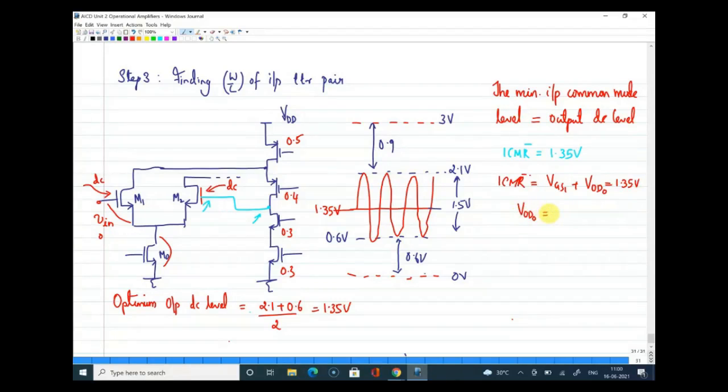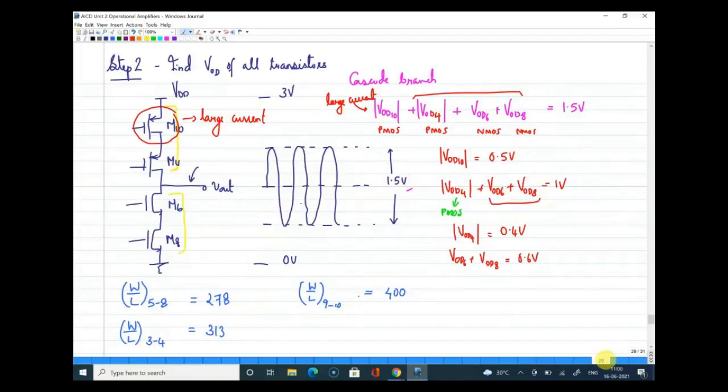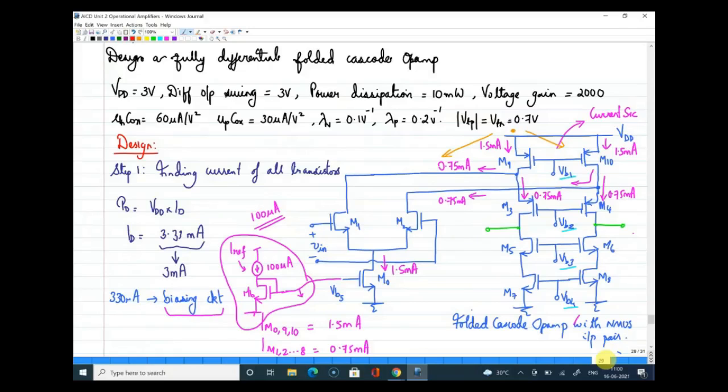So VOD 0 is the bottom transistor, which is carrying the same current as that of the current source transistors here. So you can see that M0 is carrying 1.5, M9 and M10 are also carrying 1.5. For M9 and M10 we have assigned 0.5 as the overdrive. Now M9 and M10 are PMOS. Now your M0 is an NMOS device.